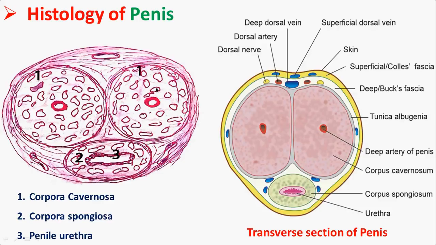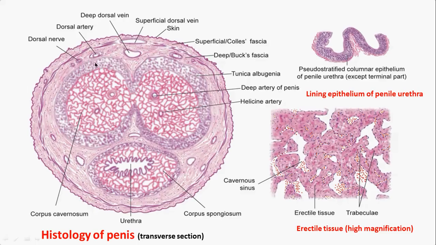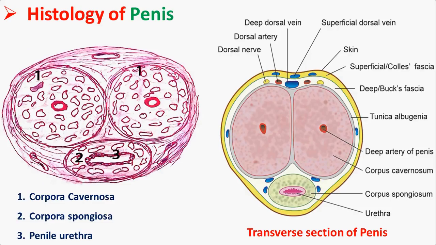Here in this figure, the histology with H and E stain, number 1 is the corpora cavernosa, number 2 is the corpus spongiosum, and this is the penile urethra. So you can draw this figure. This is all about the histology of the male reproductive system. This type of image you can see, but you can simply draw this type of figure during the exam, and that is also sufficient. But if you want to draw more, then you can draw this figure.